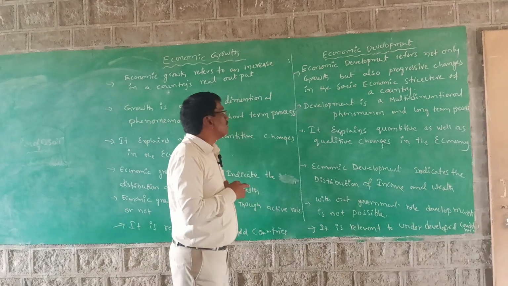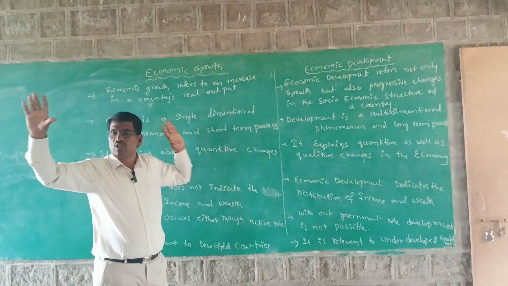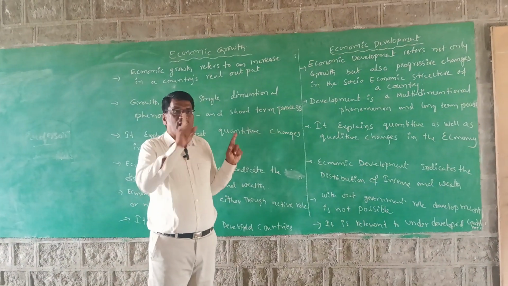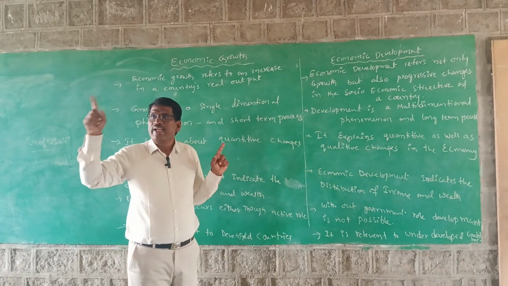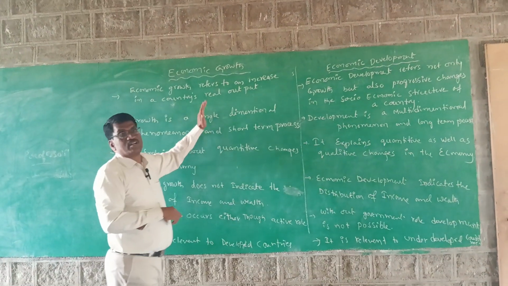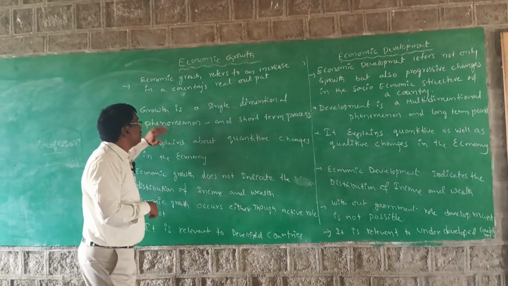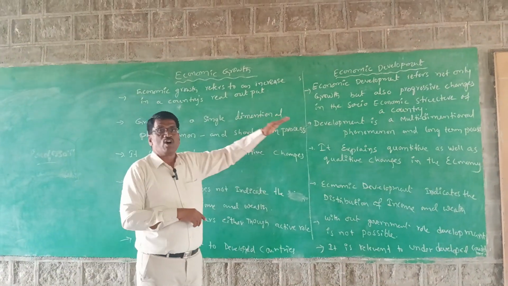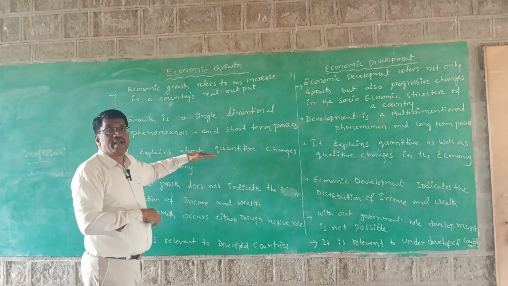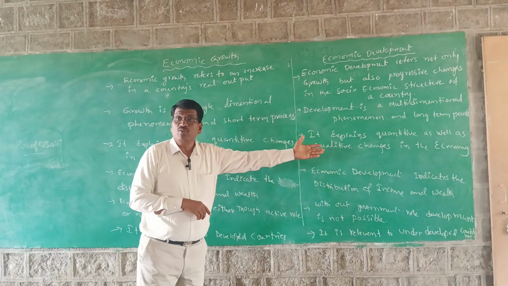So, economic growth and economic development. Economic growth means an increase in the total output of the country. Economic development means not only growth but also changes in economic and social structures. Growth is a single dimension. Development is multi-dimensional. Growth is a short-term process. Development is a long-term process. Growth is quantitative changes. Development is quantitative plus qualitative changes.